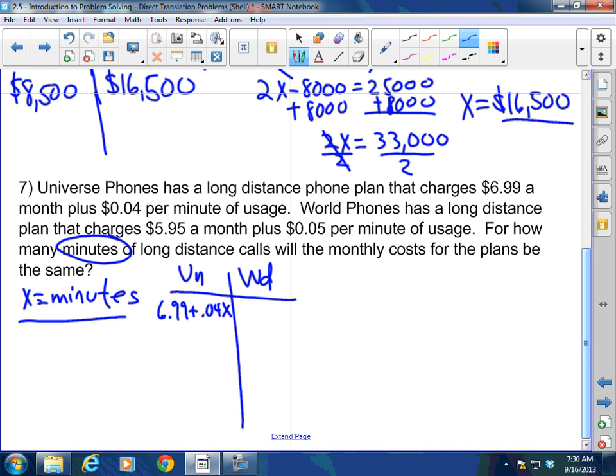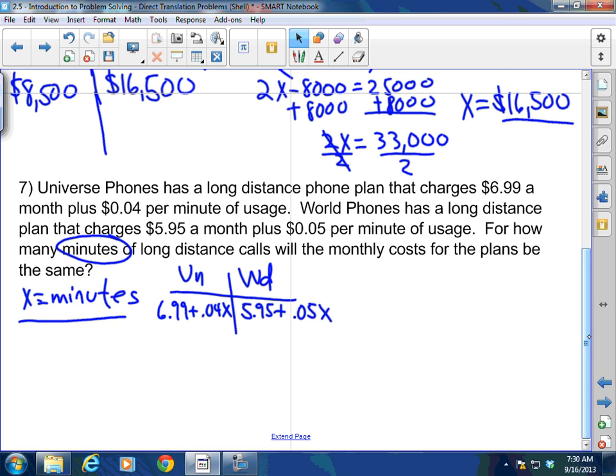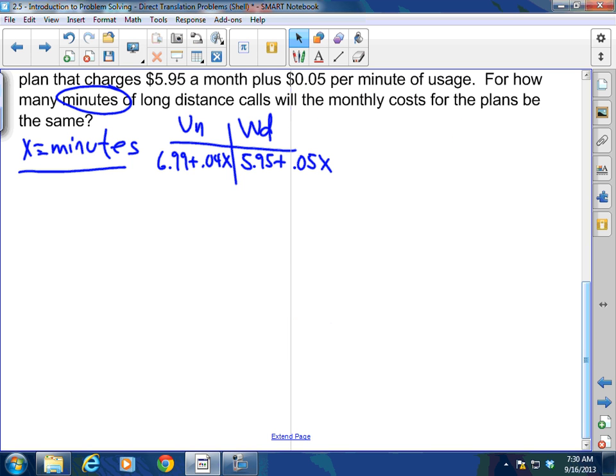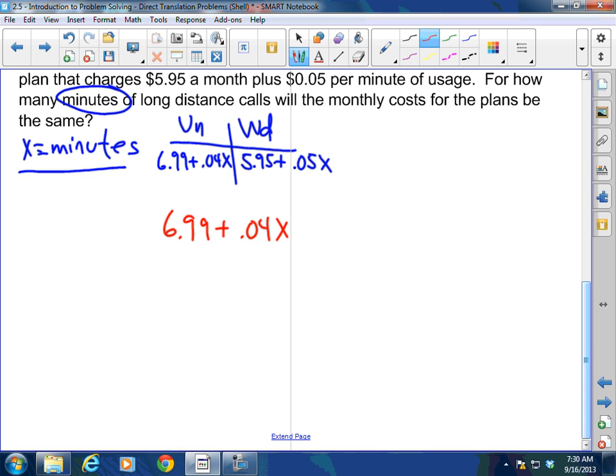Why X? Because I already defined it. World Phones charges $5.95 plus 5 cents a minute. For how many minutes of long distance calls will the monthly cost for the plans be the same? What does the same mean? The same means equal. So when are they going to equal each other? Let's set up an equation and find out. When will Universe Phones, which is $6.99 plus 0.04x, equal World Phones, which is $5.95 a month plus 0.05x?